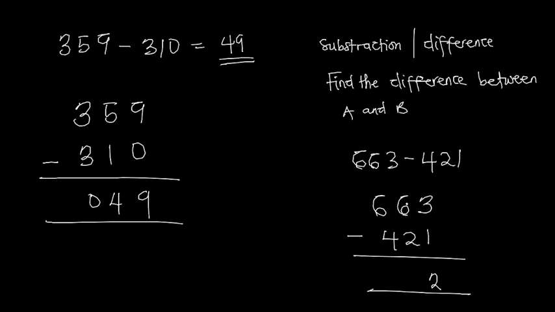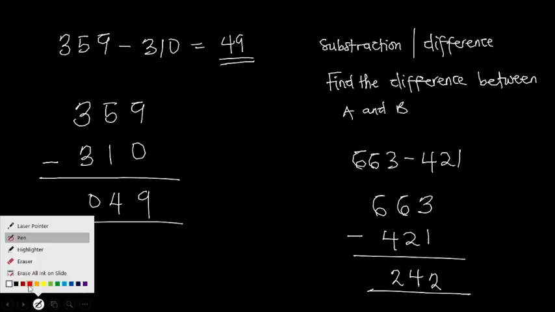Under the tens column, I have 6 and 2. So 6 minus 2 will give me 4. Now I come to the hundreds column. So 6 minus 4 will give me 2 again. So I have 2, 4, 2 as my answer after subtracting 663 and 421. Alright, let's have a look at 2 more examples and we end this tutorial.